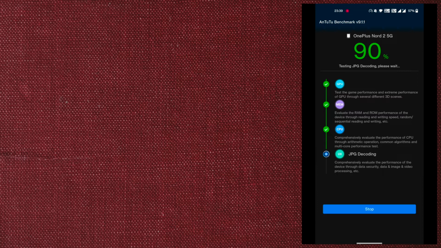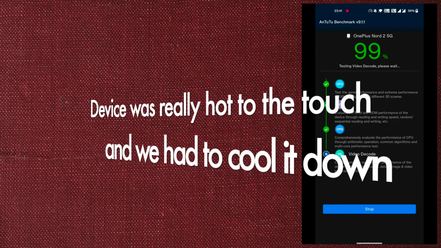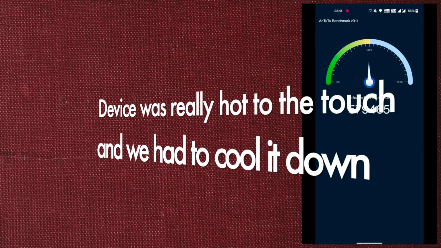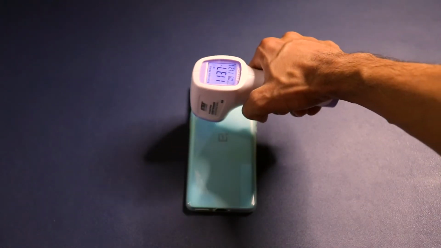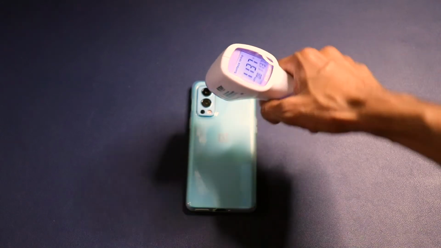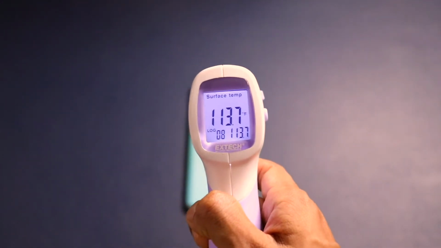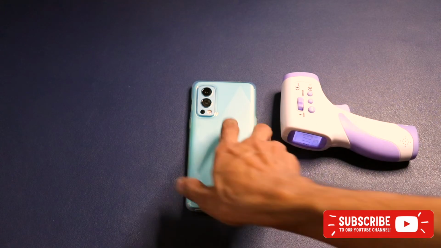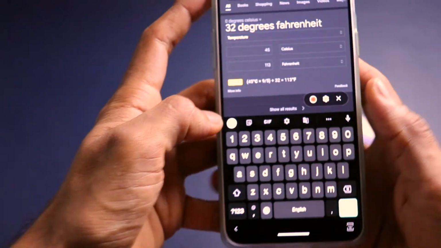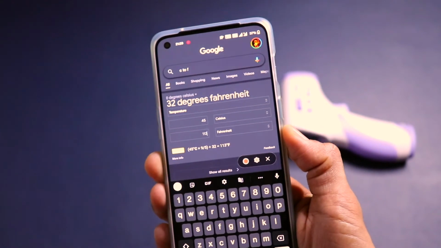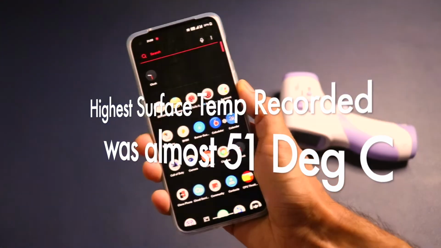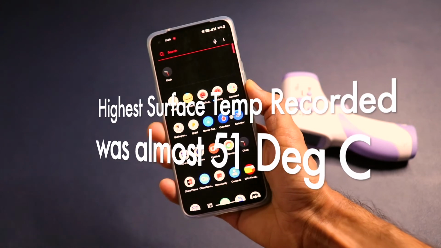One thing that I observed on this device at the end of all these tests was the back surface was hot as hell. It was around 113 degrees Fahrenheit, which comes down to somewhere around 45 degrees Celsius. I stressed it even more, and the battery had dropped from around 70-ish% to close to 25% at the end of the test. The device was really hot to touch, and the temperature soared to around 50-51 degrees Celsius in one of the tests that I saw off the camera as well.